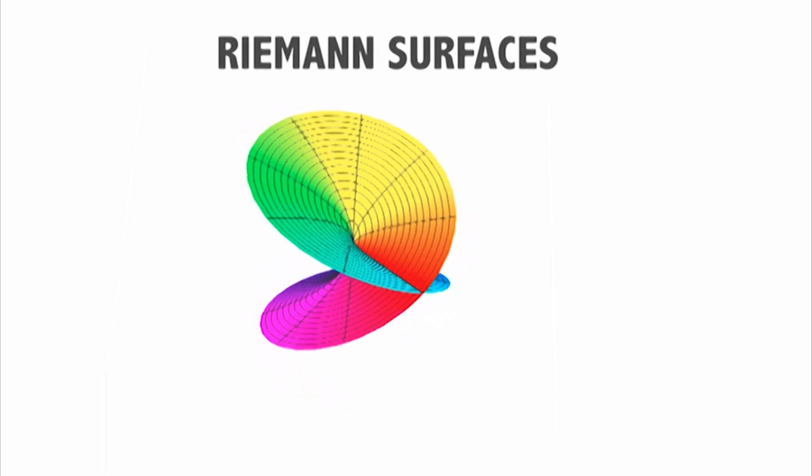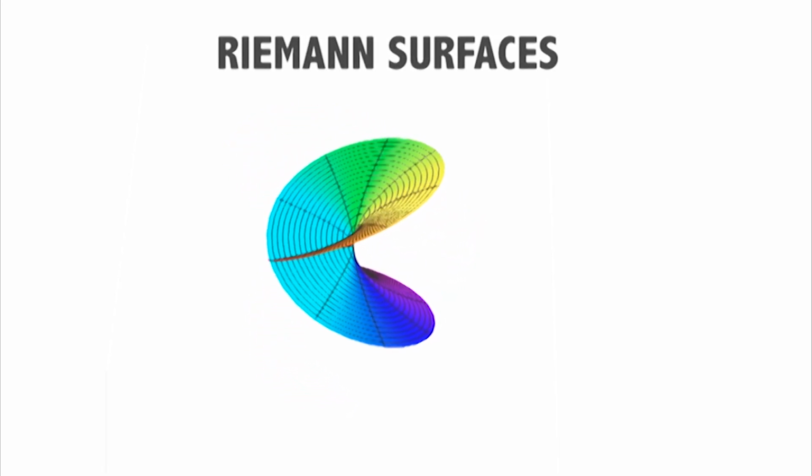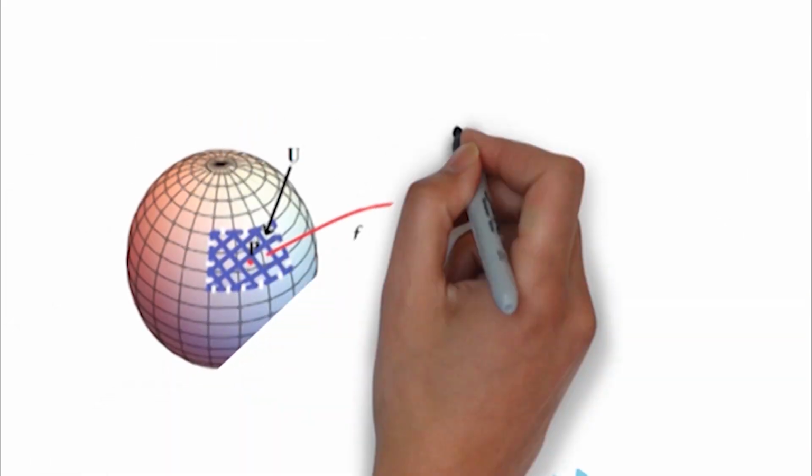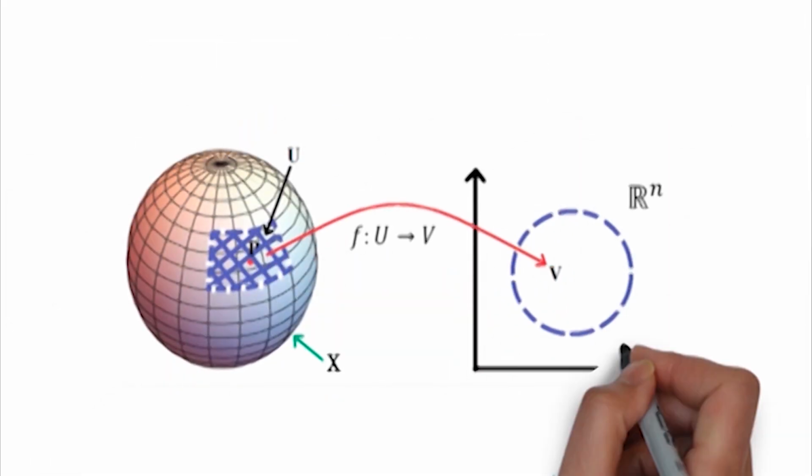This is a Riemann surface. Riemann surfaces are two-dimensional manifolds together with an additional complex structure. An n-dimensional manifold is a Hausdorff topological space X such that every point P in X has an open neighborhood which is homeomorphic to an open subset of R^n, an n-dimensional Euclidean space.